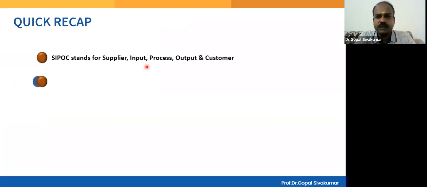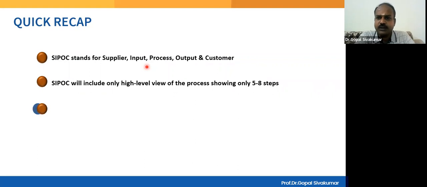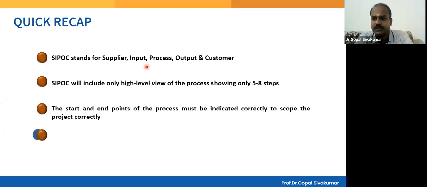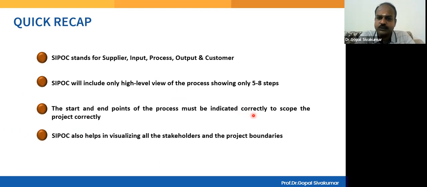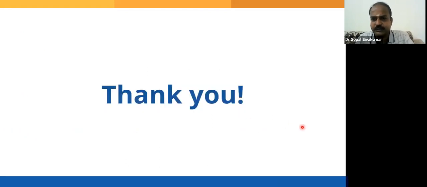So what is it that we have learned here? Let us do a quick recap. SIPOC stands for supplier, input, process, output, and customer. SIPOC will include only the high level view of the process, showing 5 to 8 steps, not all the steps, right? Show only the major important steps, but importantly, the starting step and ending step should be included in the SIPOC diagram. The start and end points of the process must be indicated correctly so that the project can be scoped accordingly. SIPOC also helps in visualizing all the stakeholders, and hence you understand the project boundaries.